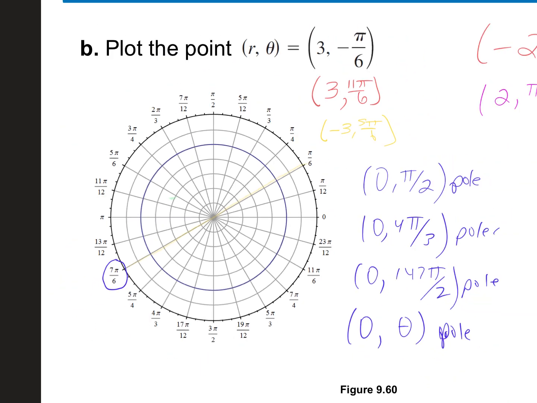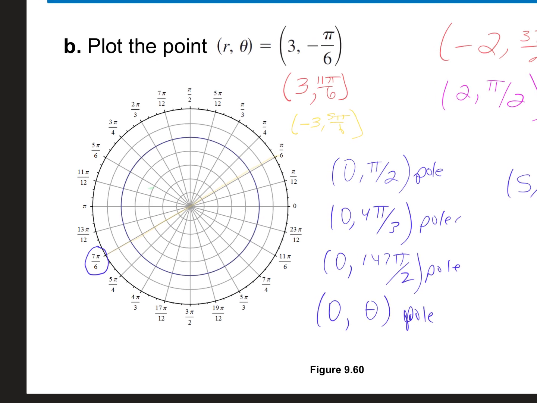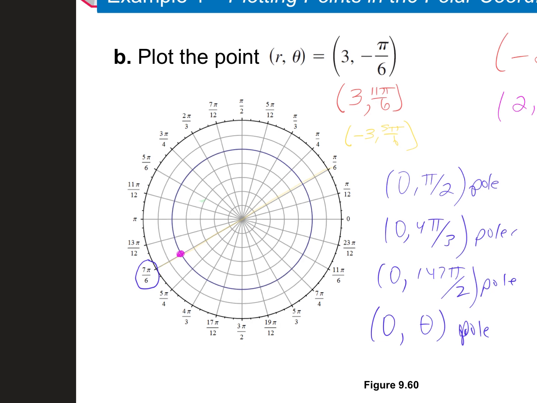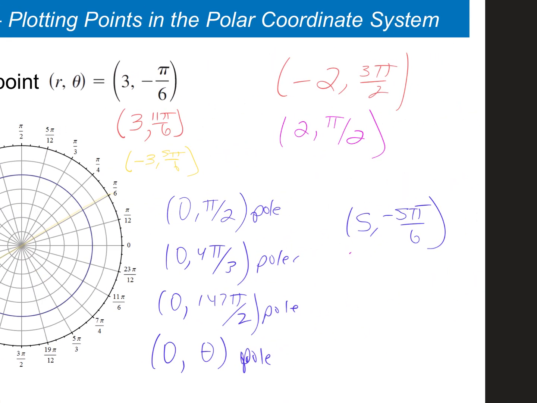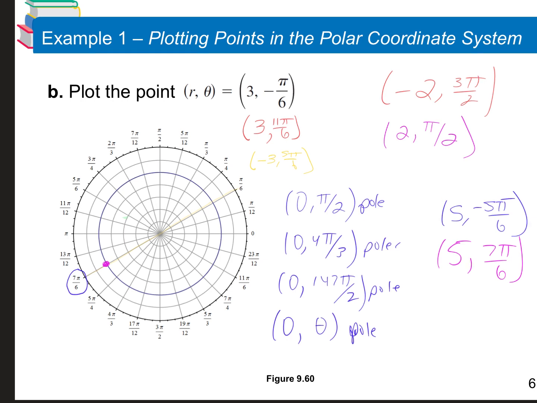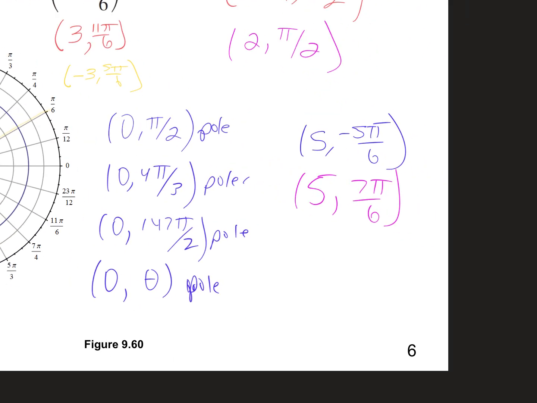I see 2 other ways that I can write this point. But how many spaces do I go towards or away from? 5 towards. So 5 rings. Count the rings. 1, 2, 3, 4, 5. It's on that darker looking one. What's another way I could name that point? 5, 7 pi over 6. Perfect. What's another way I could name that point, guys? -5 pi over 6. Perfect.